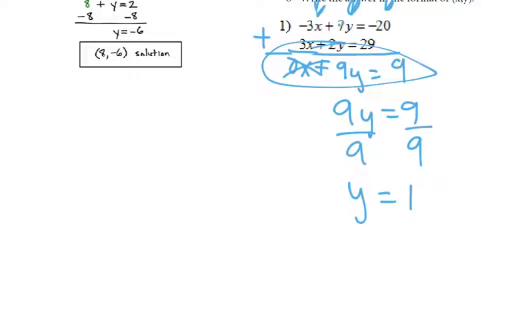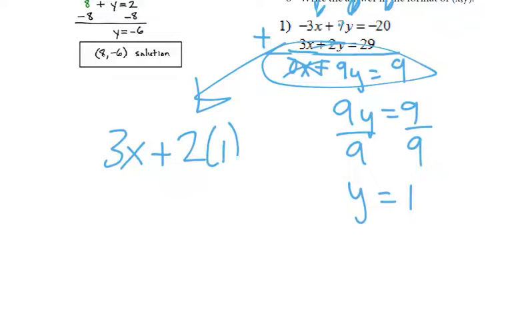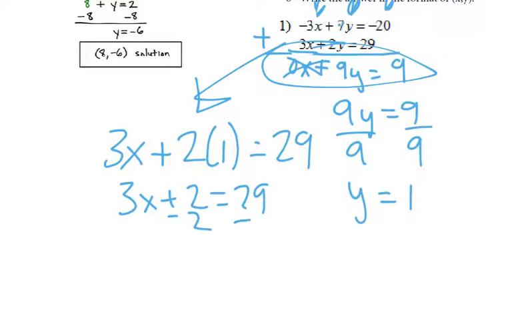So now we pick one of our equations. It doesn't matter which one. So 3x plus 2 times 1 equals 29. We just substitute in the y variable and we solve. Subtract 2 from both sides.